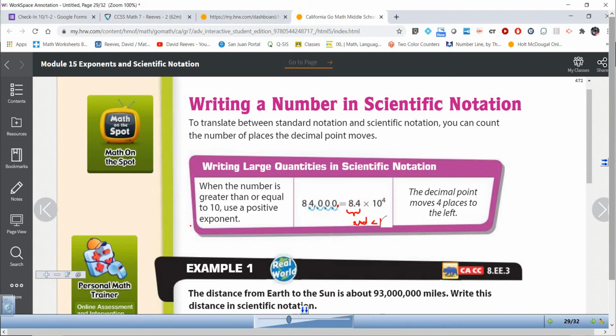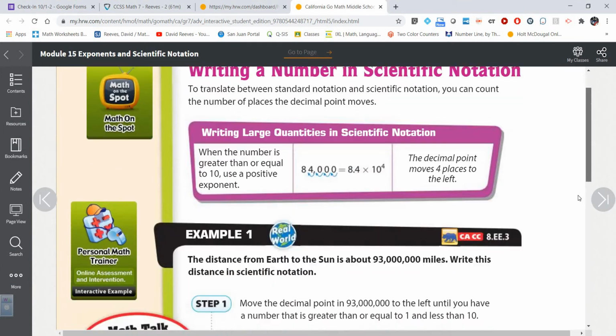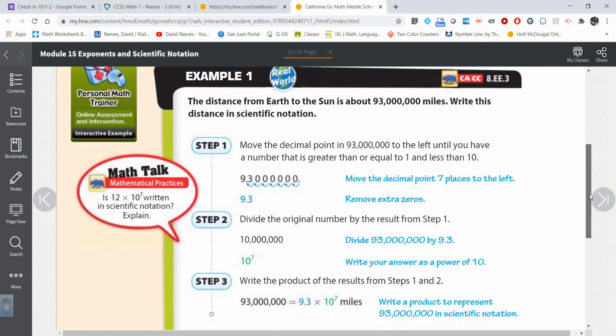So 8.4, do you agree, is greater than or equal to 1 and less than 10? Times 10 to the 4, because this is 10 to the first, 10 to the second, 10 to the third, 10 to the fourth, right? 10 to the fourth power is when you have it right here. We went 1, 2, 3, 4. We moved 4 places. So 8.4 times 10 to the 4th is 84,000. All right? Alrighty, so that's how you change a number into scientific notation.